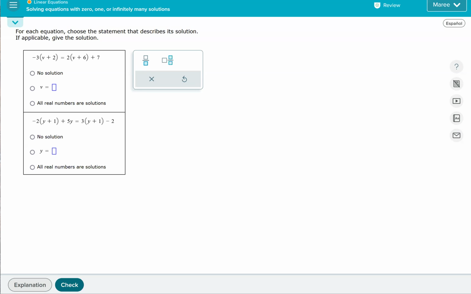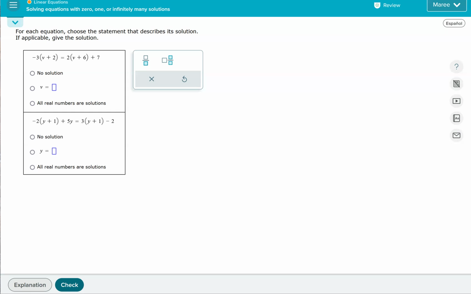If you have 0, let's say you're solving for the variable and you end up with something that is never true. Like, let's say you end up with 5 equals 3. That's never going to be true. So what that means is there's no number for the variable that will make that equation true. So that will be 0 or no solution.